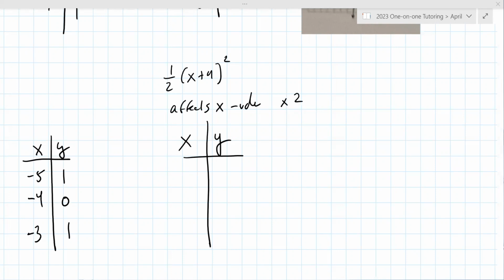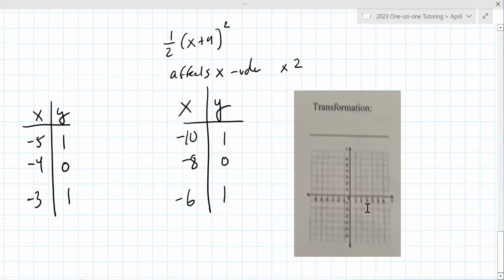What did you come up with? -5 times 2 is -10. Okay, how about the next one? -4 times 2 is -8. -3 times 2 is -6. Okay, and then the y values stay the same. On your graph here, this will be a little tough because there's not enough room. You're going to have to pretend there's -10, -8, and then -6. So it's going to look something like that.